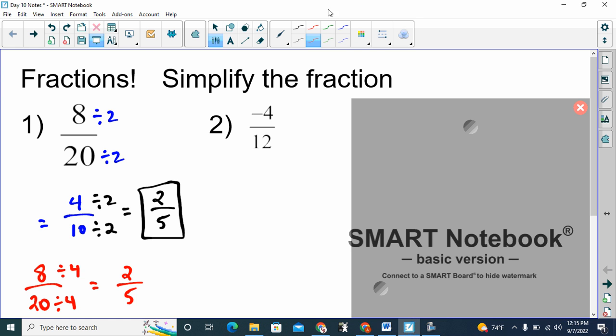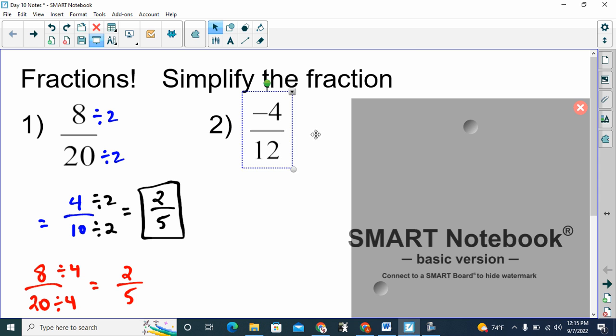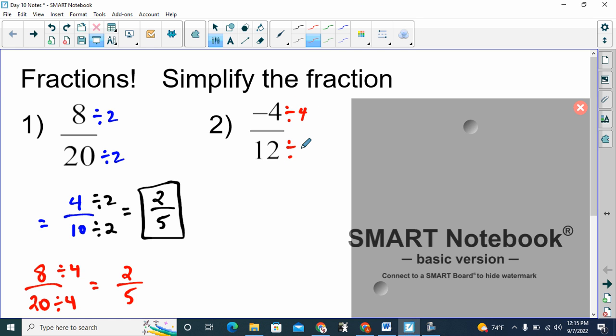Negative 4 divided by 12. I want you to try to come up with the biggest number that I can divide the top and the bottom by. We could divide them both by 2 like we did here, but there is a bigger one, so let's try to choose the biggest one if we can. We can divide 4 by 4 and 12 by 4. So let's divide them both by 4. Negative 4 divided by 4 is negative 1. Negative divided by positive is negative. 12 divided by 4 is 3. Negative 1 over 3 is my answer.